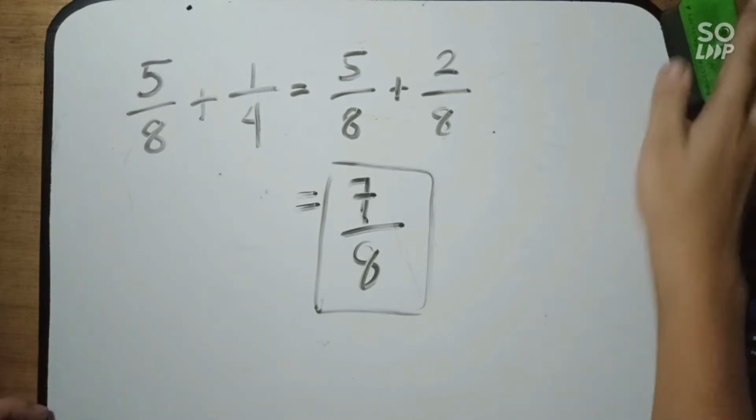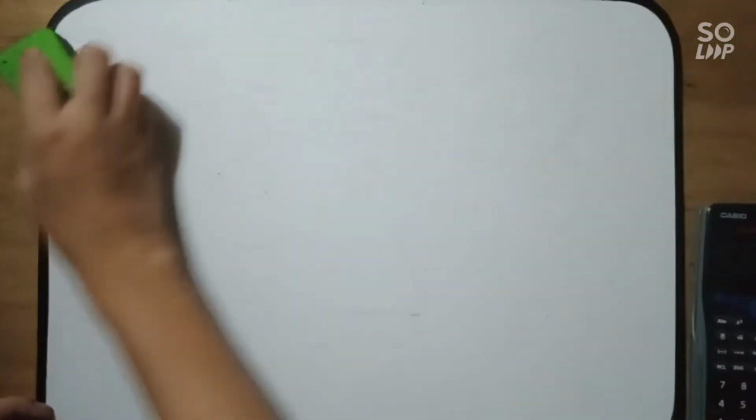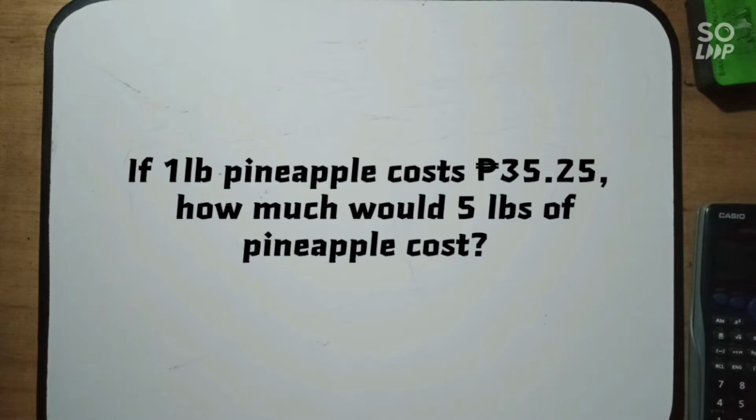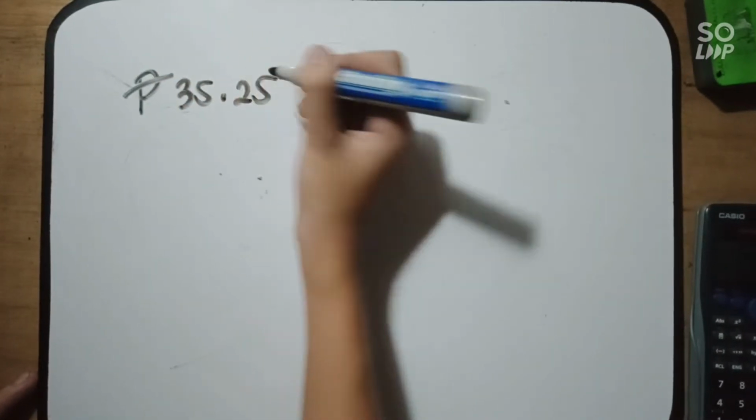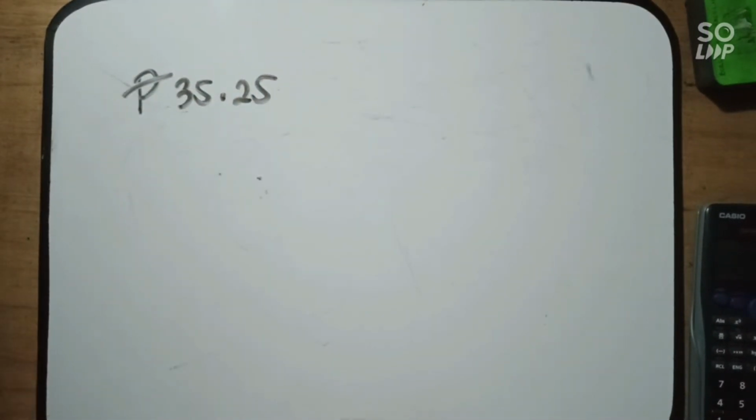There are also situations that involve the use of decimals. So in the given, if 1 pound of pineapple costs 35 pesos and 25 centavos, how much would 5 pounds of pineapple cost? So each pound of pineapple costs 35 pesos and 25 centavos. So the question here is, what is the cost of pineapple if there are 5 pounds?